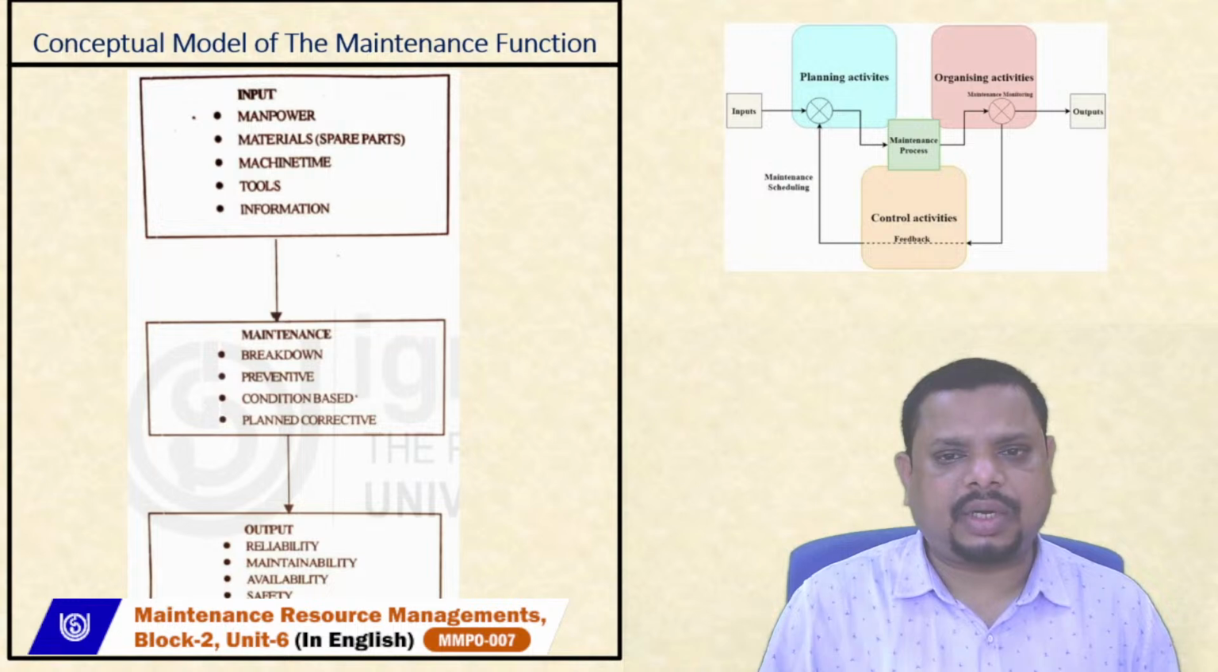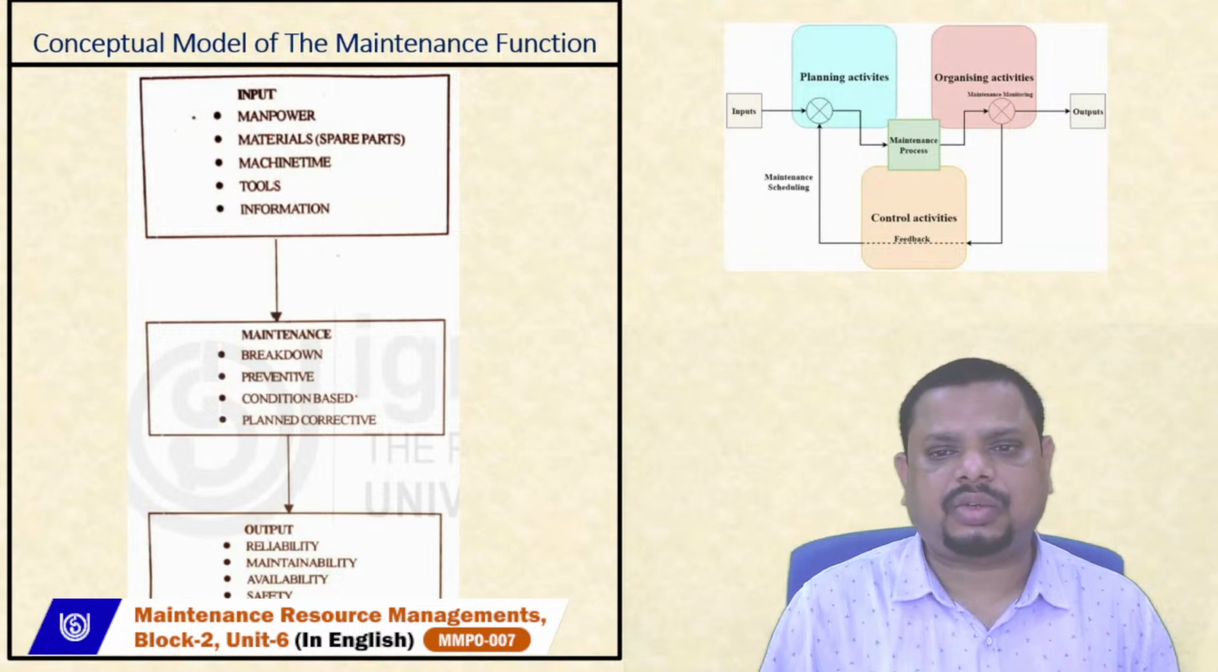So how are these activities basically performed inside the organizations? If you observe the figure on the right side, we have input resources. The input resources go to the planning activities, and after the planning activities, they will perform the various maintenance processes. After the maintenance process, they will go for organizing activities.